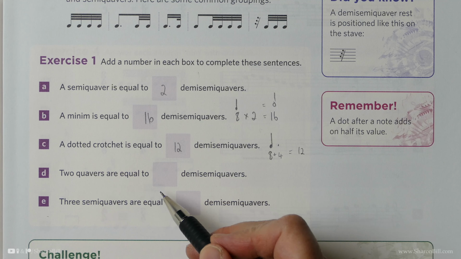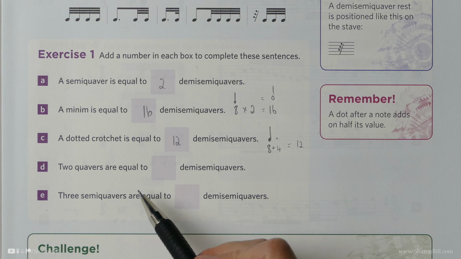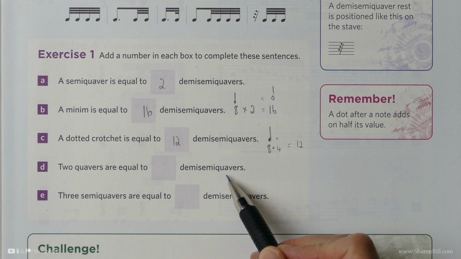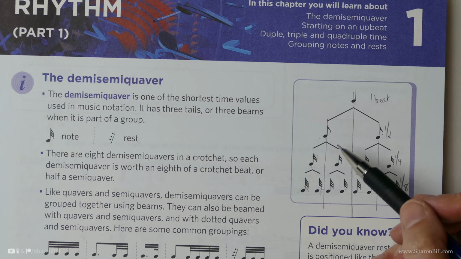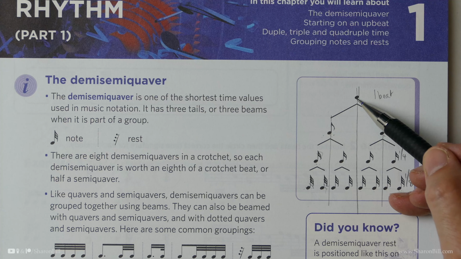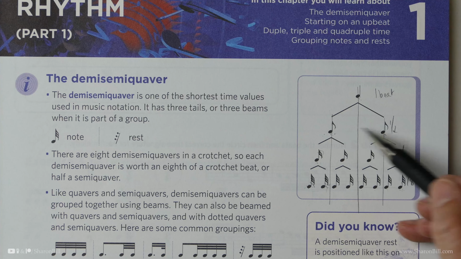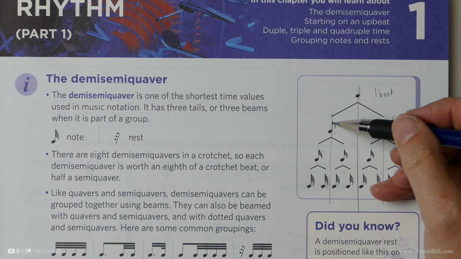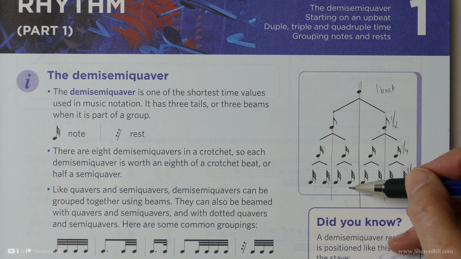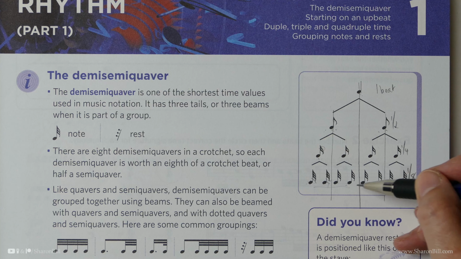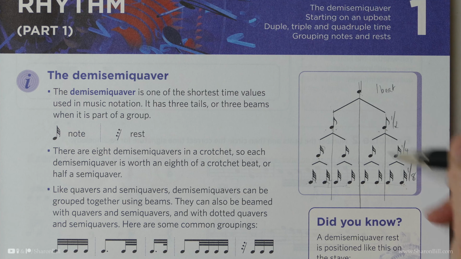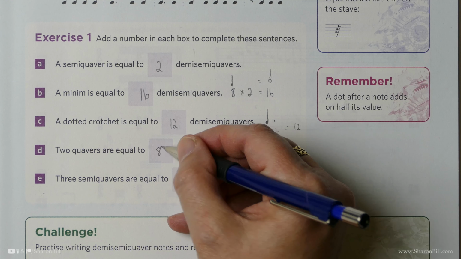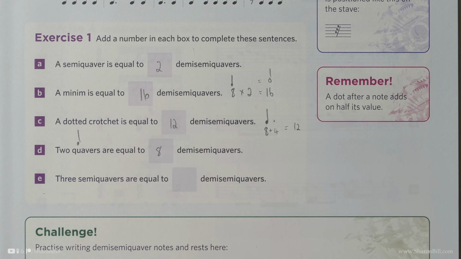Now 2 quavers, this is a bit of a trick question here. 2 quavers are equal to how many demisemiquavers? Well, we know that 2 quavers are equal to 1 crotchet. And so we know that 2 quavers gives us 8 demisemiquavers. We know that a quaver divides into 4 demisemis, and so 4 plus another 4 gives us 8, because 2 quavers is equal to 1 crotchet.